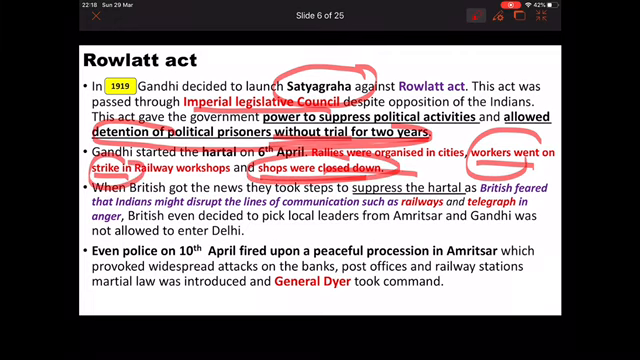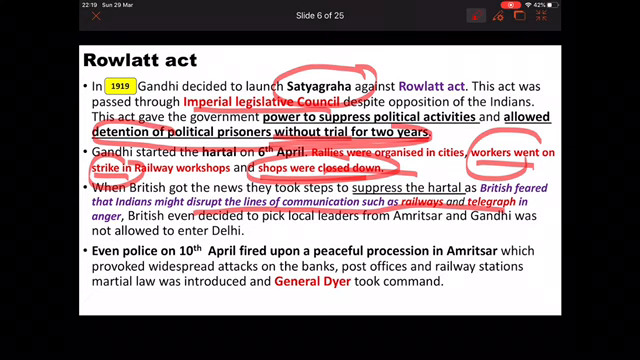So naturally, when the British got this kind of news, they would not sit idle, right? They took steps to suppress the Hartal, because the British feared that the Indians might disrupt the lines of communication, such as railways and telegraphy. They might pull out the railway tracks. They might pull down the telegraph lines in anger. So the British feared that the lines of communication might be disrupted.